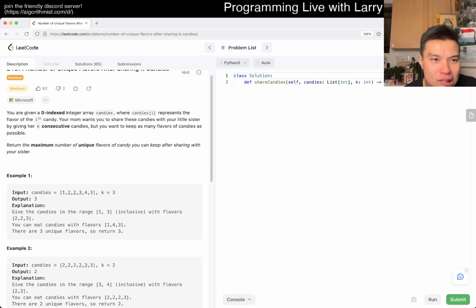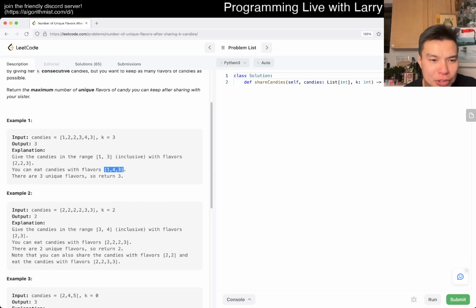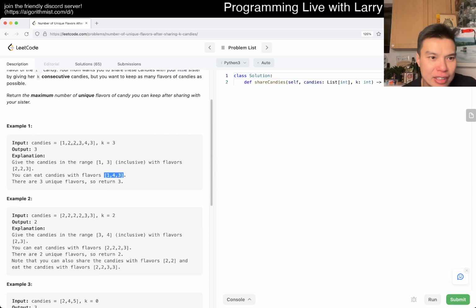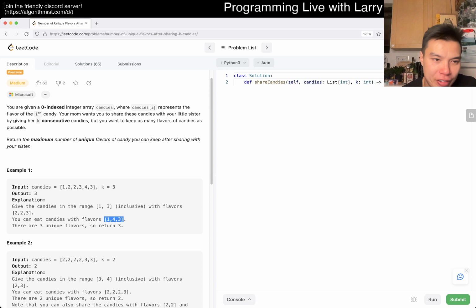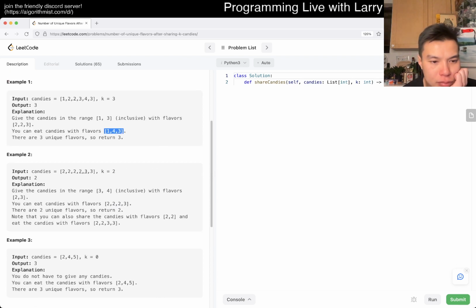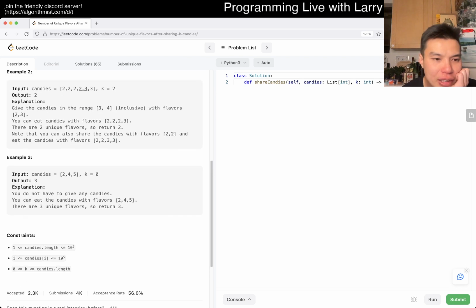Okay. So basically, you get rid of these. You want to give your sister K of these, and then you leave with the number of unique ones after removing K in a subarray, right? I think there are a couple of ways you can think about it. It is all just counting. I don't think there's anything intuitively tricky about it.